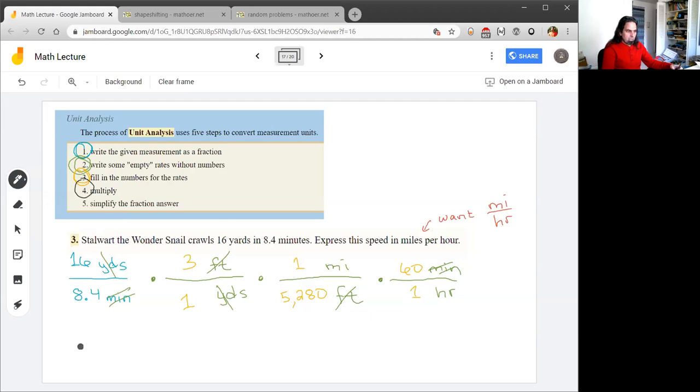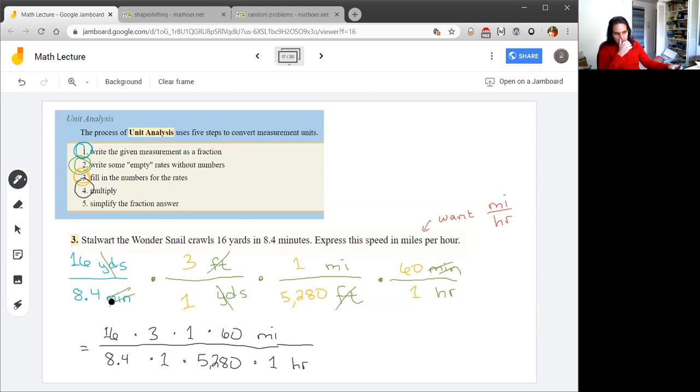So multiplying on top, we have 16 times 3 times 1 times 60, with miles being the only thing left. On the bottom, we have 8.4 times 1, 5,280 times 1, with only hours on the bottom. I don't normally write out all the ones. I decided to this time. There's nothing wrong with it. It's just that times 1 doesn't do anything. So if it helps you to write them out, go ahead and do that.